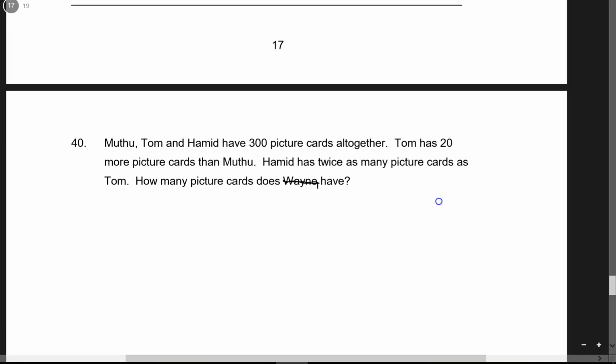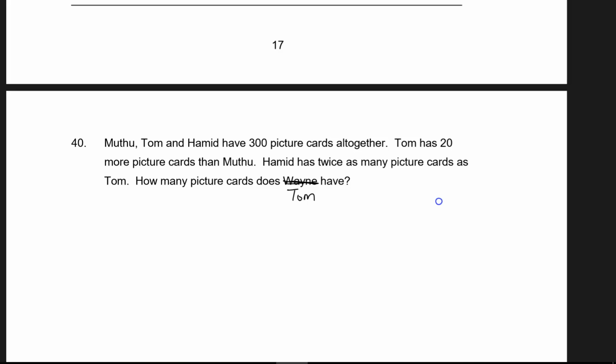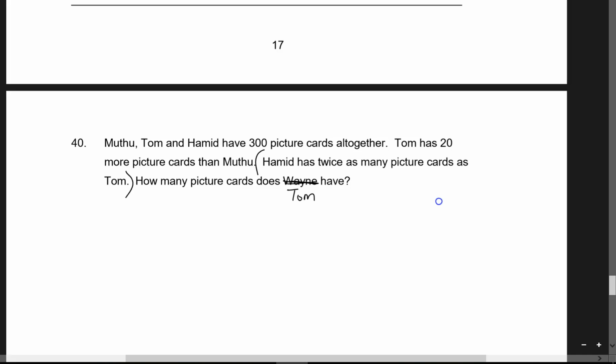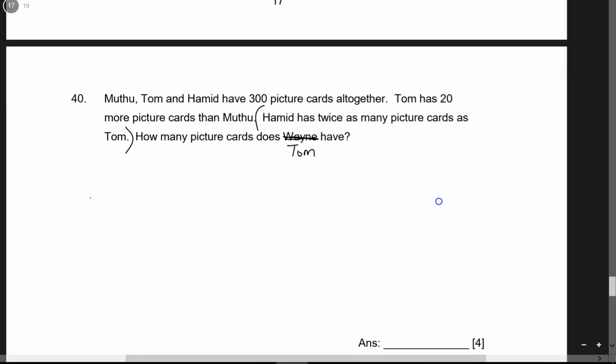So those who have paid attention, you will know that there was a mistake, which I asked you all to change for me. We want to find Tom. So you have got 3 people, Muthu, Tom and Hamid. Tom has 20 more pictures than Muthu. Hamid has twice as many as Tom. So remember, we choose a short story that's easy to draw. I think the units one is always the easiest to draw. Hamid and Tom. Hamid has twice as many.